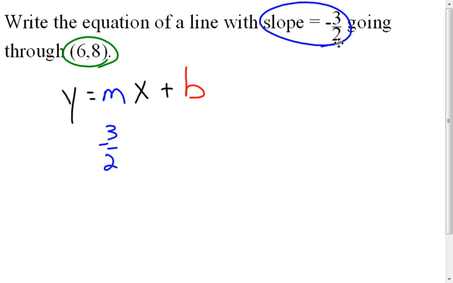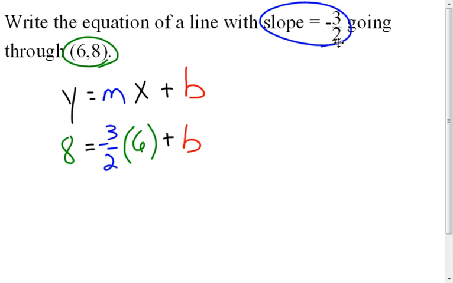But I also know that x and y in the equation represent every point on the line. And since I have one point, I can take that point and put it into my equation. My x value is 6, my y value is 8, and now the only variable that I have left is b. So if I could solve this for b, then I have my slope and I have my y-intercept.